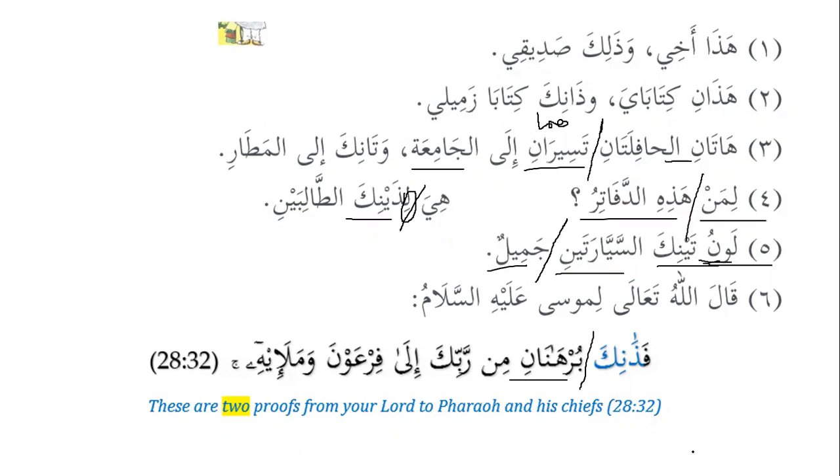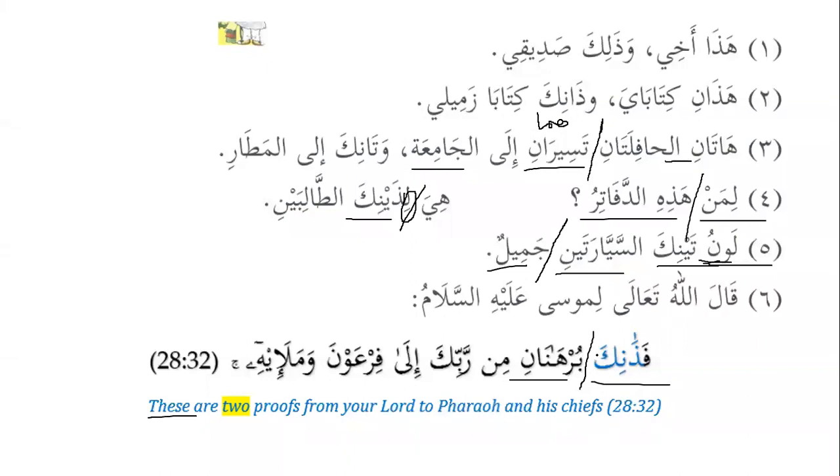And in the previous lesson, we discussed that in the Quran, the translation of Asma al-Ishara can be replaceable. So it could be translated as these, and also it can be translated as those. Do you remember the example that we discussed in the previous lesson?